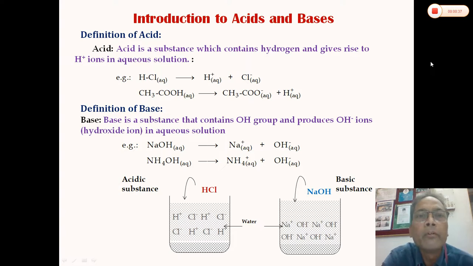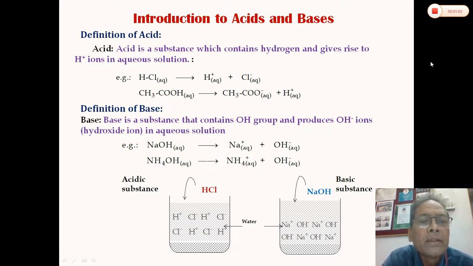First of all, we will know about acids and bases. All of you know that an acid is a substance which contains hydrogen and gives rise to H+ ions in aqueous solution. For example, when HCl dissociates, it gives H+ and Cl- ions. Similarly, acetic acid also produces H+ ions in aqueous medium.